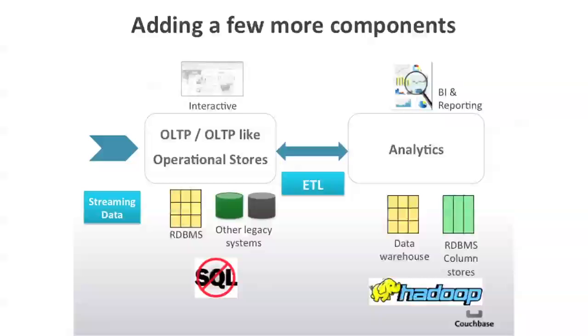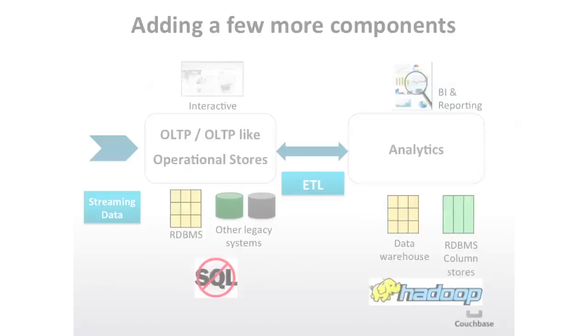So for example, your application is running on the operational store. Any historical data, we move to the analytical system. We do batch analytics or some trend analysis to generate reports. Now we have started seeing a lot of streaming data coming to the operational store. Many applications now get a live feed from Twitter, from Facebook, and from a lot of other social networking sites. That data is coming into the operational store.